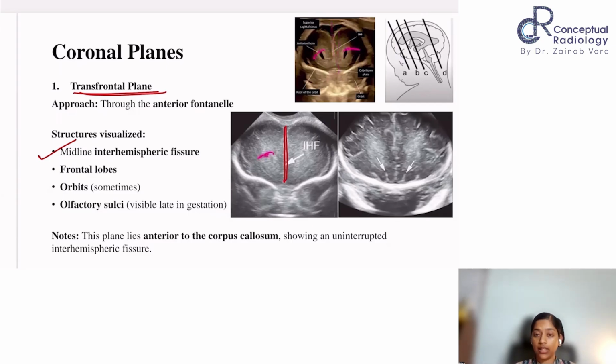On either side, you will be seeing the frontal lobes. If you are slightly anterior, you can see the orbits, and in later gestation, you will see olfactory sulci. So in this plane, the focus is on olfactory sulci. This should be present at a particular gestation. If not, then it points to some cortical maturation defect. Okay. Now this plane is lying anterior to the corpus callosum, so you will have an uninterrupted interhemispheric fissure.